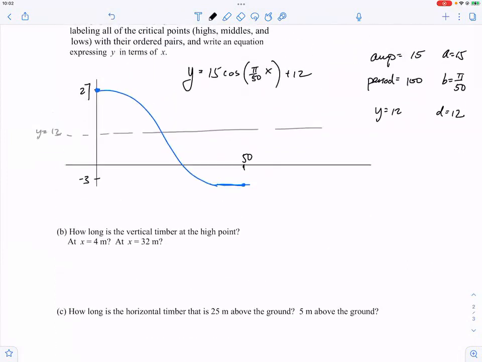Any questions regarding this graph, the sketch, and this equation? The A, B, C, D values. Are we good? Okay.